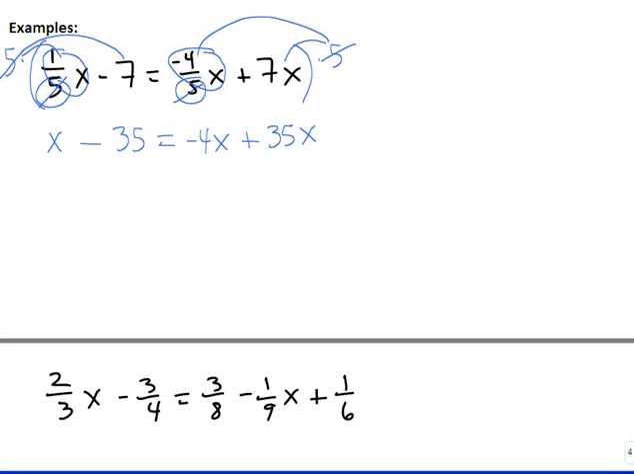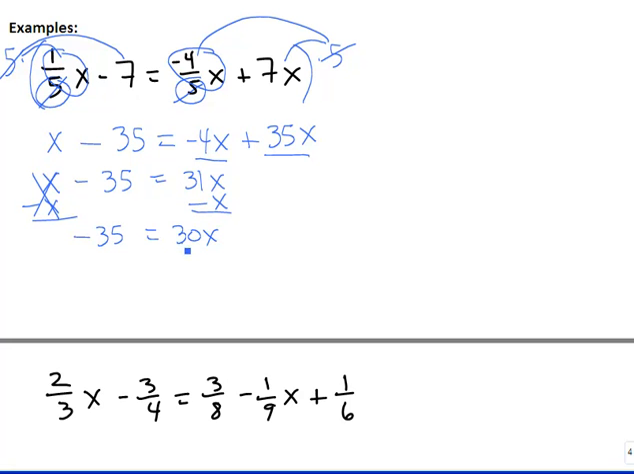Now, before I start moving things from one side to the other, we do have two like terms on the right side, so let's clean that up. We have x minus 35 on the left. -4x plus 35x is 31x. Now, since I already have this x term by itself on the right side, let's take this x and join it with it. So we're going to subtract x from both sides. That way, these two x's will zero out. I still have the -35 on the left side, and 31x minus x is 30x.